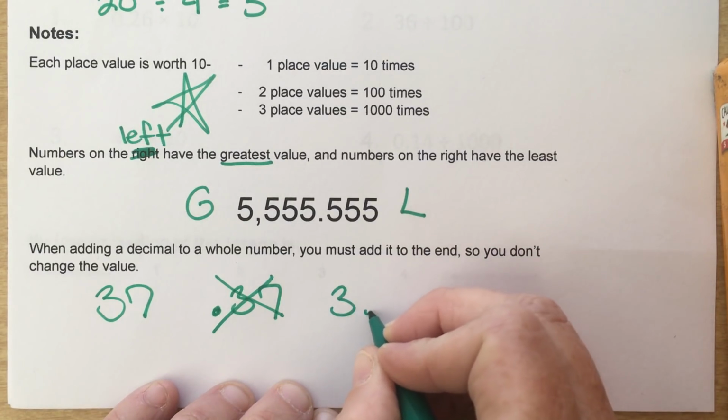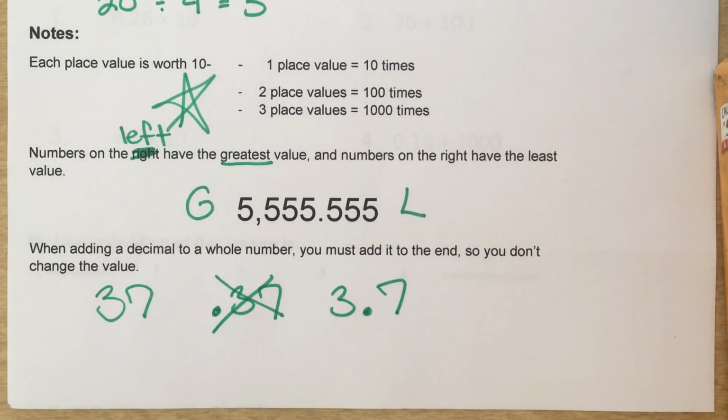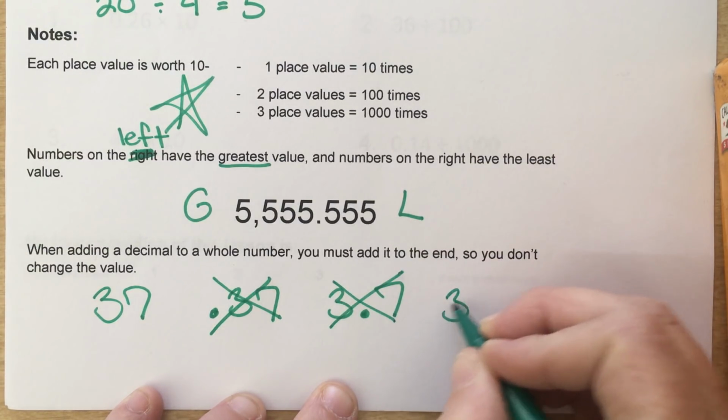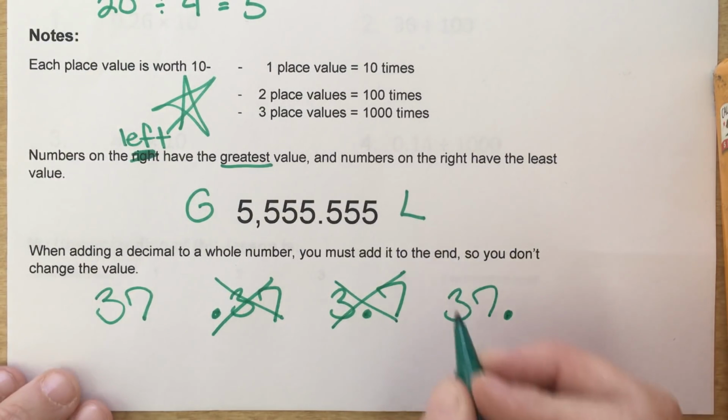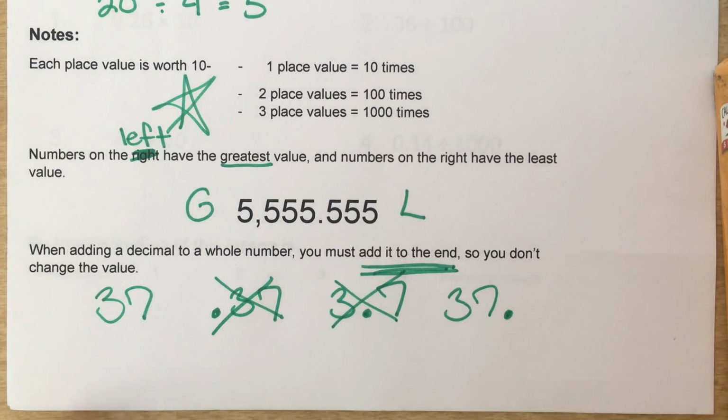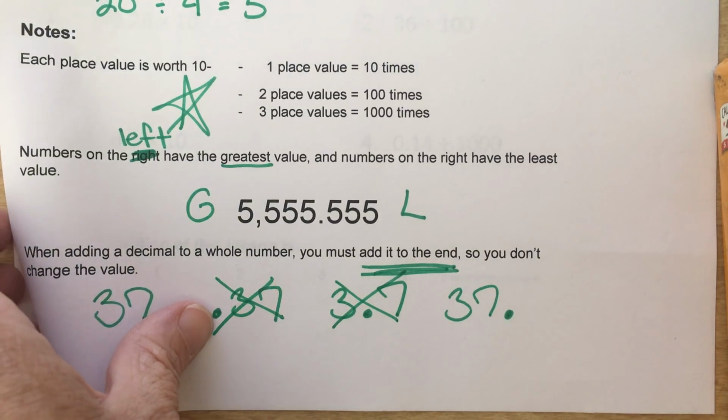If you added it here, you've also changed the value because here you had 37 holes and here I only have 3 holes. So that's not allowed either. If I added the decimal here at the end, I didn't change the value at all because this is 37 holes and this is still 37 holes. So remember, we always add a decimal to the end.